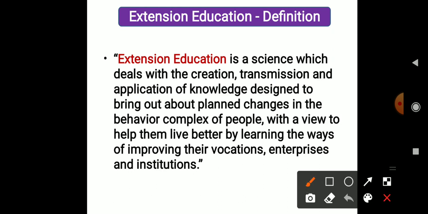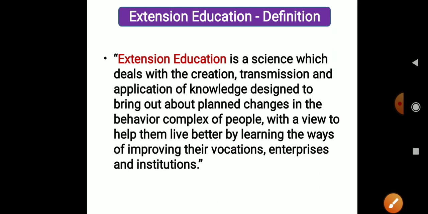Now you see how the knowledge is designed to bring about planned change in the behavior complex of rural people. Same as the definition of education. Here you can see.